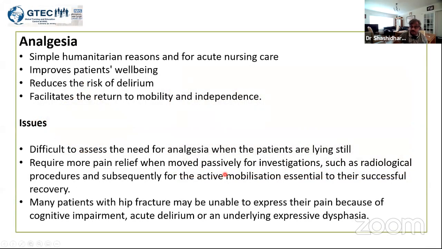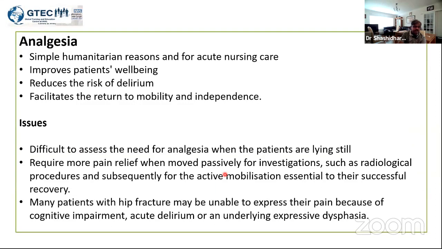So analgesia is very important. There are simple humanitarian reasons, and it is important for acute nursing care. If you want your patient to be looked after, you need to have the nurses. It also improves patient well-being and reduces the risk of delirium. One of the key problems in looking after fractured neck of femur patients is that they develop post-operative delirium, post-operative cognitive dysfunction, and you need to avoid that. It also facilitates return to mobility and independence.